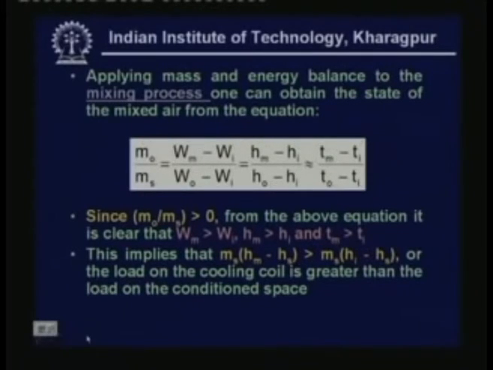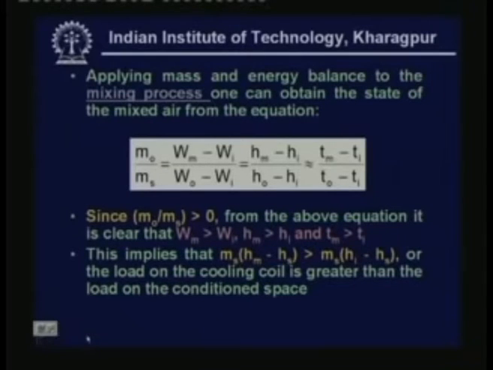Okay. And since Mo by Ms is always greater than 0, because you are always supplying some amount of outdoor air, from the above equation it is clear that Wm will be greater than Wi. So, Hm will be greater than Hi and Tm will be greater than Ti. This implies that Ms into Hm minus Hs is always greater than Ms into Hi minus Hs. Now, what is Ms into Hm minus Hs? This is nothing but the load on the cooling coil. And what is Ms into Hi minus Hs? That is the load on the room.